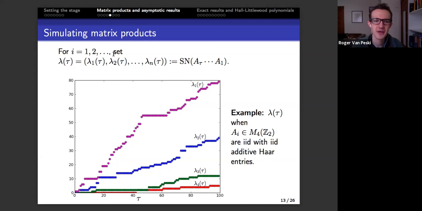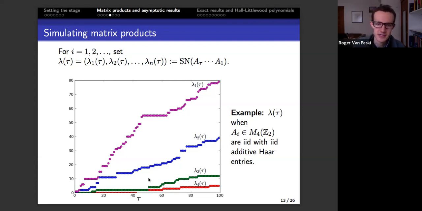So here I'm going to just set the notation that lambda of tau, which is some n tuple of numbers, lambda I of tau, which are the singular numbers. This will just be the singular numbers of the product of tau matrices. And so in this example, each of these matrices A are IID with IID additive Haar entries drawn from Z2, the two adic integers.